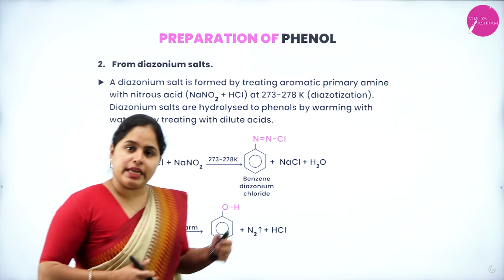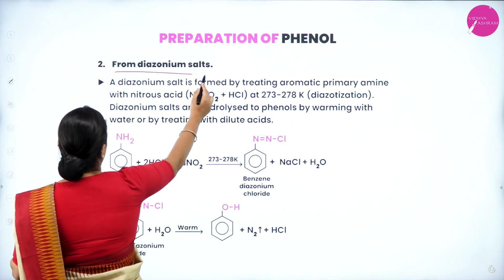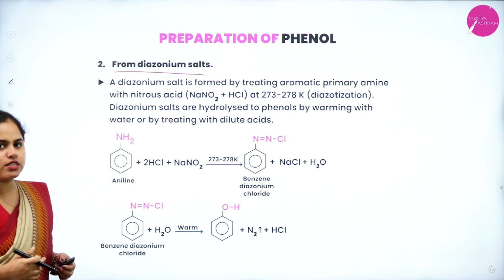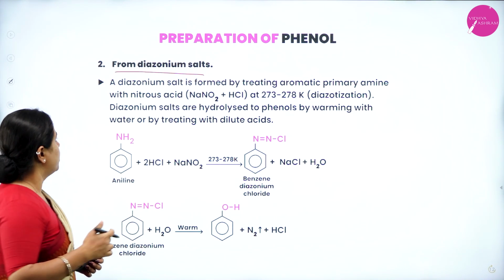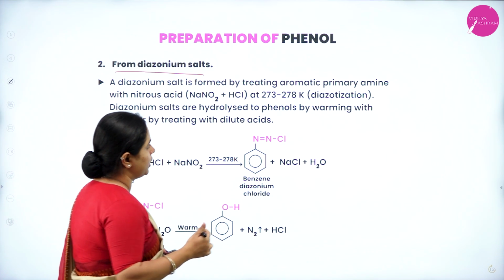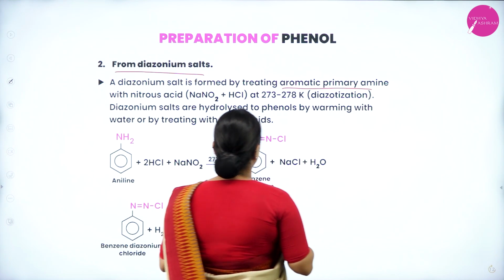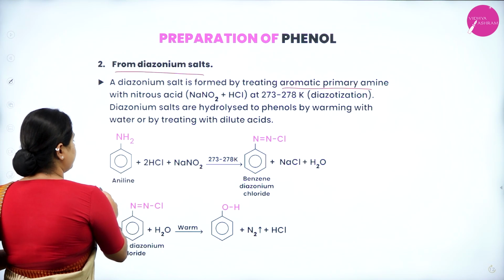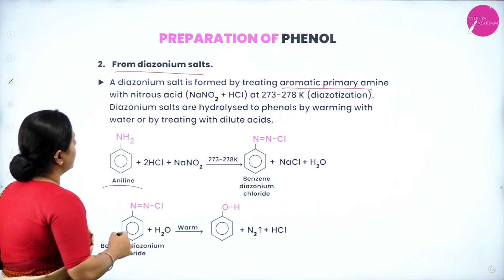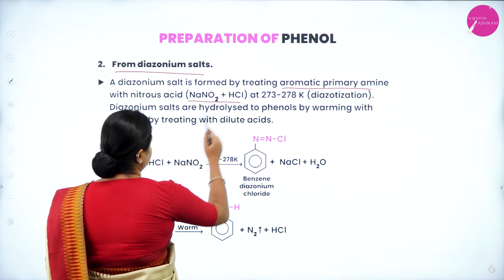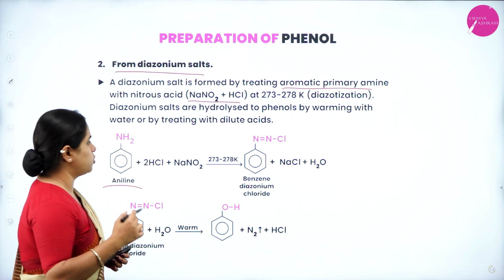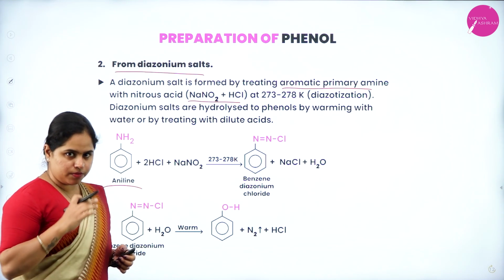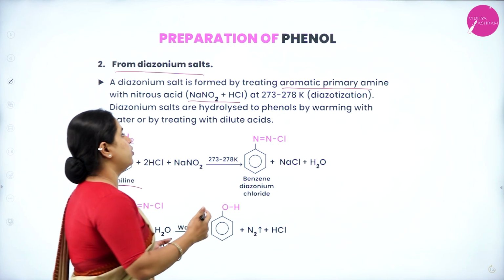Moving on to the next method of preparation, that is from diazonium salt. Already we have discussed what a diazonium salt is and how to prepare it in the previous chapter. A diazonium salt is formed by treating an aromatic primary amine, which here is aniline, with nitrous acid, NaNO2 and HCl, at 273 to 278 Kelvin. This process is called diazotization. The diazonium salt is formed first, and then we carry out hydrolysis.